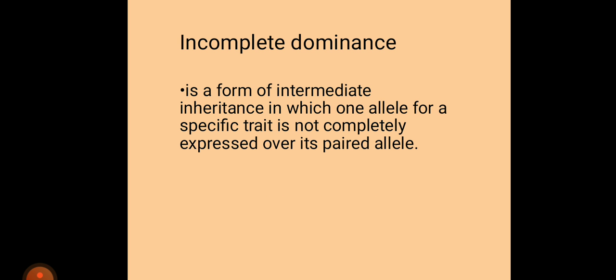Incomplete dominance is a form of intermediate inheritance in which one allele for a specific trait is not completely expressed over its paired allele. Incomplete dominance is when a dominant allele or form of a gene does not completely mask the effects of the recessive allele, and the organism's resulting physical appearance shows a blending of both alleles.